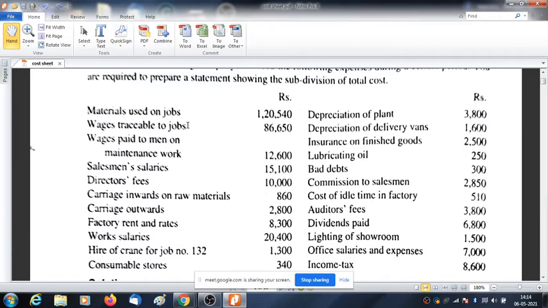Next comes wages traceable to job. You tell me whether it is a direct expense or indirect. Wages. Sir, this is a direct expense. Yes, direct. Good.